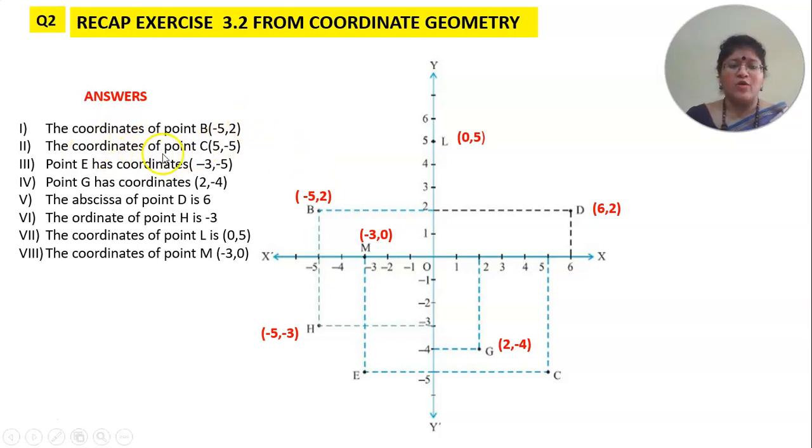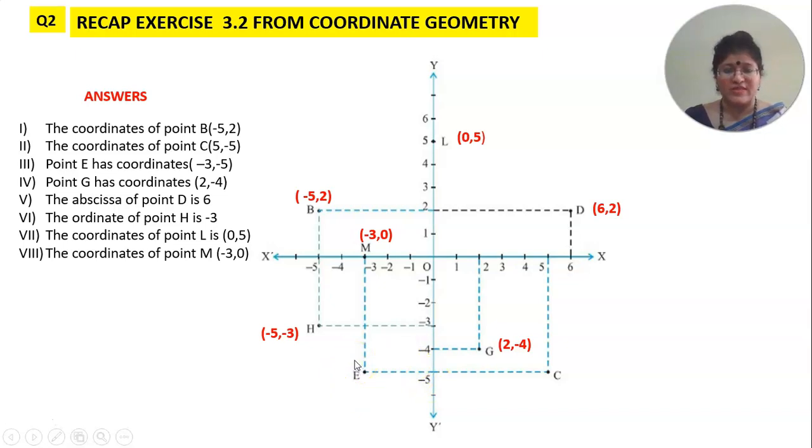Then write down what is the coordinate of point C. So for C, where is this point? This point is lying in which quadrant? Now, this point is lying in this quadrant, that is in the fourth quadrant, and its coordinate is 5 and minus 5. So 5, minus 5 is the coordinate of C. Then point E. This point has coordinates minus 3, minus 5. So look at point E. So minus 3, minus 5 is represented by this point E.